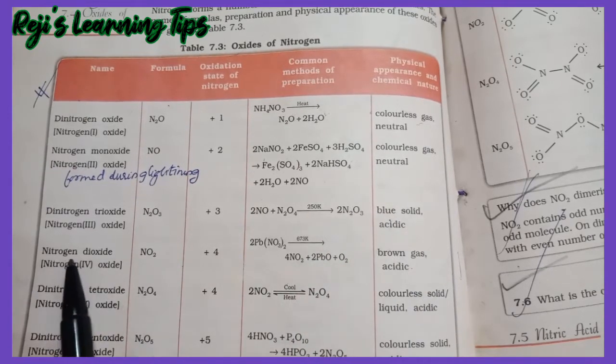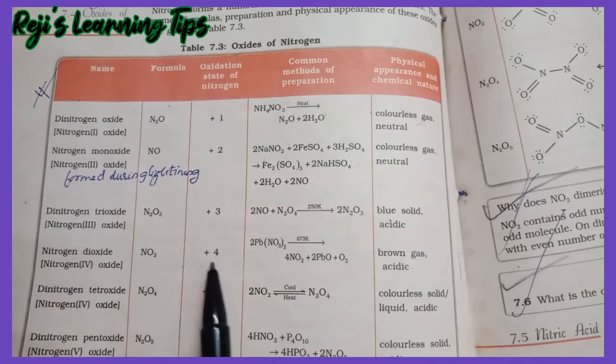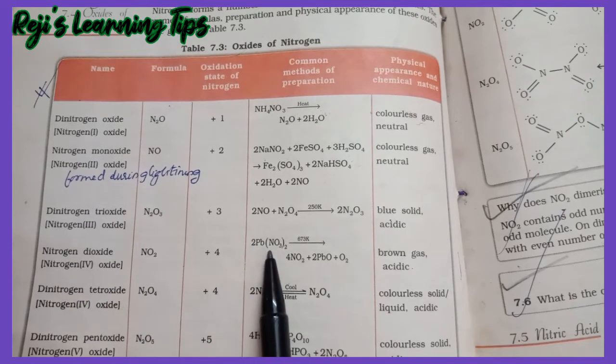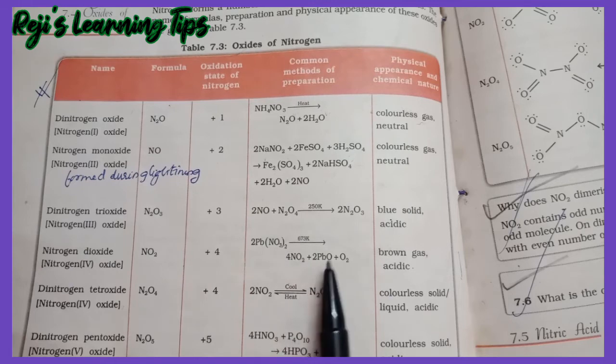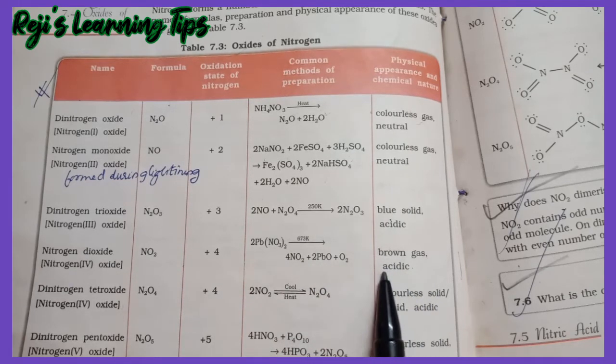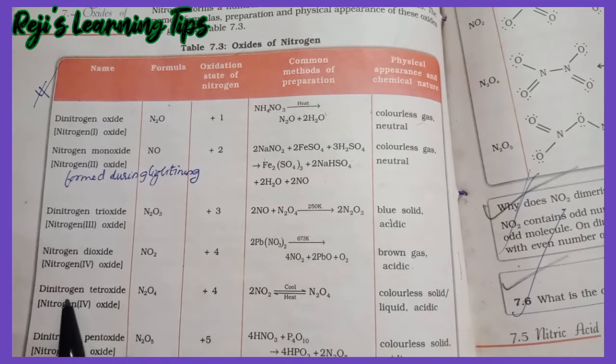Dinitrogen trioxide N2O3, +3: 2NO plus N2O4 gives 2N2O3 at 250 Kelvin, blue solid, acidic in nature. Nitrogen dioxide, that is NO2, +4: 2Pb(NO3)2 at 673 Kelvin gives 4NO2 plus 2PbO plus O2, brown gas, acidic in nature.